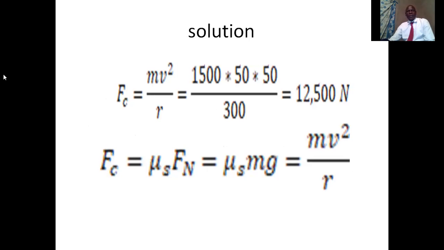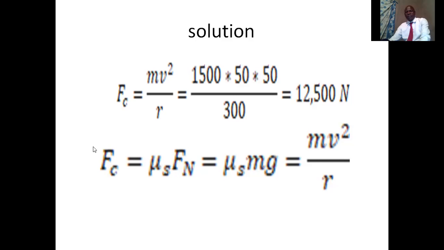And so the solution will go as follows. It's a simple application of centripetal force. We stated that centripetal force is equal to mass multiplied by velocity squared over the radius. And therefore, we just substitute. The mass is 1,500 kg multiplied by the velocity, 50 meters per second times 50 meters per second, then over the radius, which is 300 meters. And we get 12,500 newtons. As simple as that.